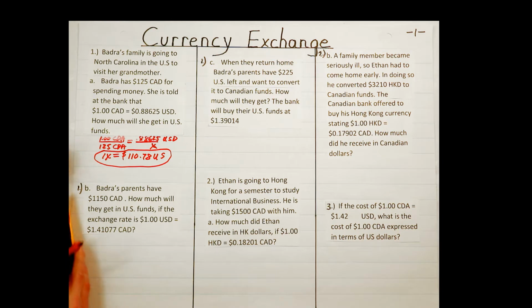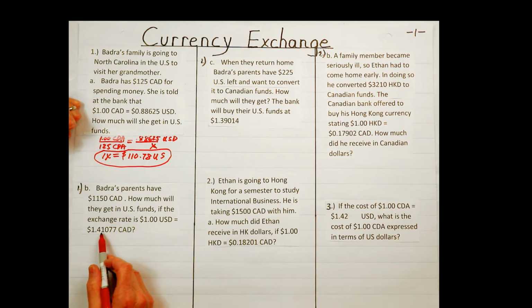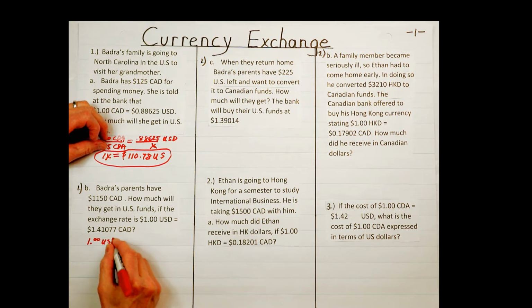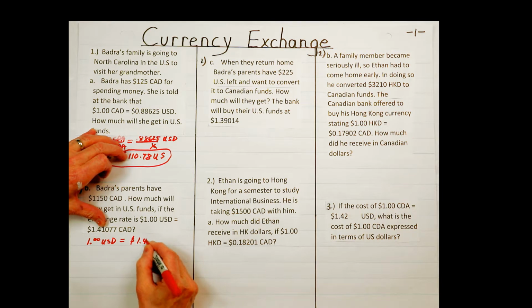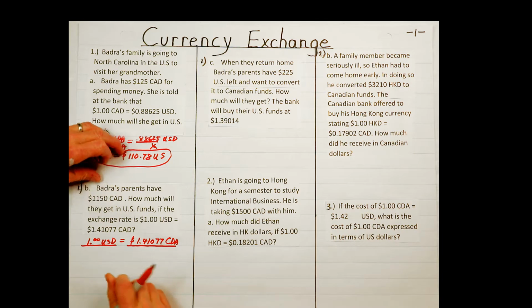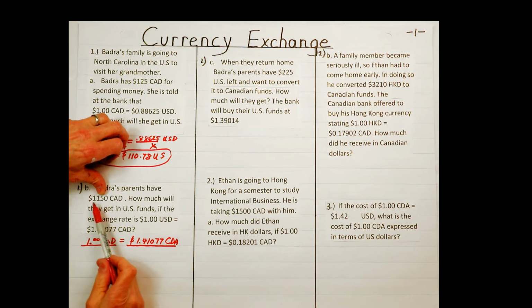So let's do it again in part B. This time, Badra's parents have a different rate, so they must have been doing their conversions on a different day. But we still set it up the same way. So it says 1 US dollar is equal to 1.41077 Canadian. Make sure I have the decimal in the right place. That's very important. And they're changing 1150 Canadian into US.